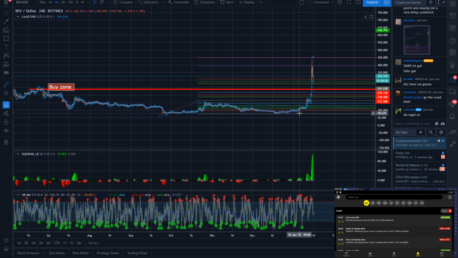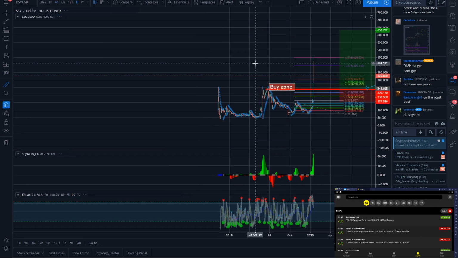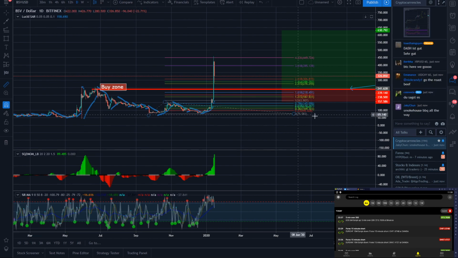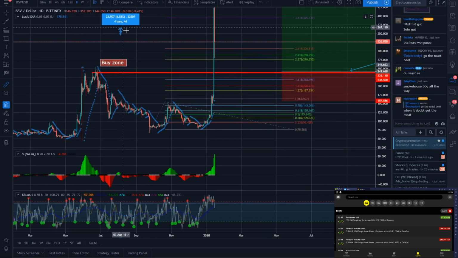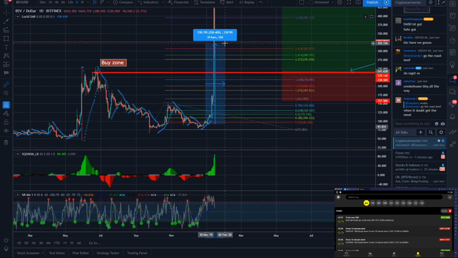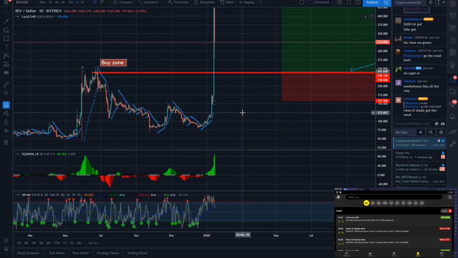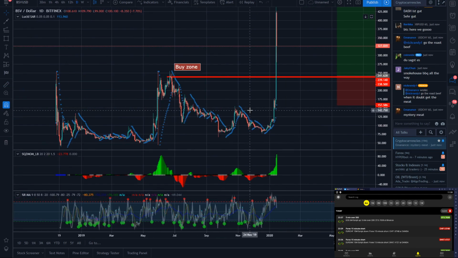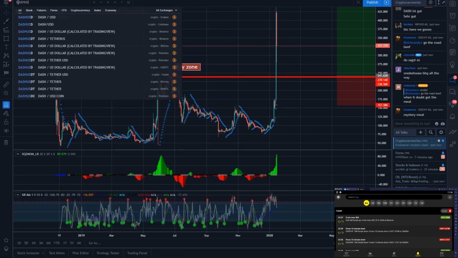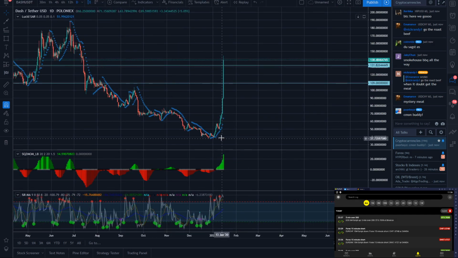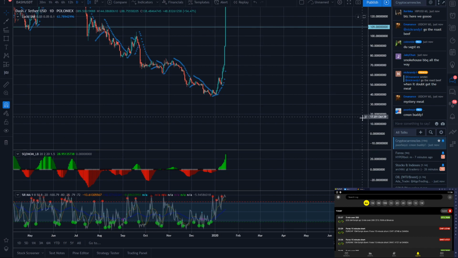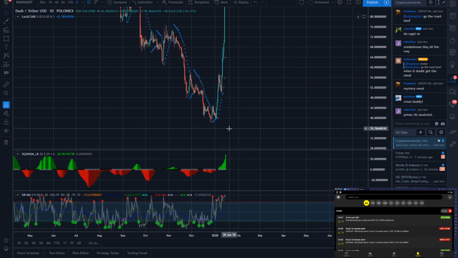So look at this from the daily perspective. In 3 days, in 1 week, it gained 2500%. So who traded this? You're a champ. And that's for BSV. Also Dash is interesting, Dash USD.